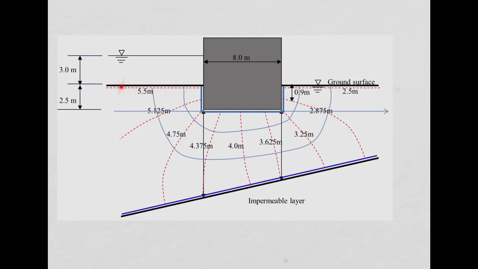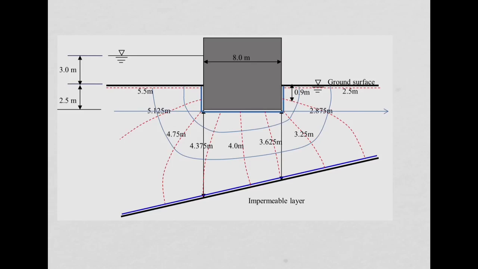So upstream we have 5.5, downstream we have 2.5. Then how many drops do we have? We have 1, 2, 3, 4, 5, 6, 7, 8. We can now divide the difference between the total head upstream and downstream by these 8 steps, and say this line has total head equal to 5.125, this one 4.75, and so on, as we can see here.